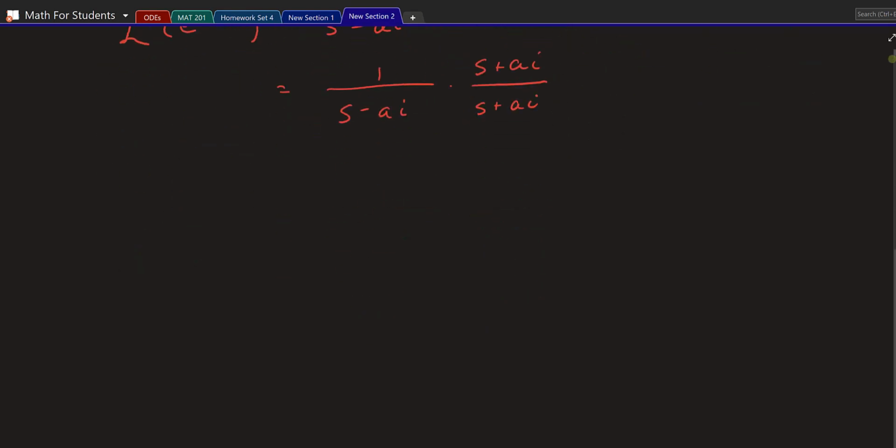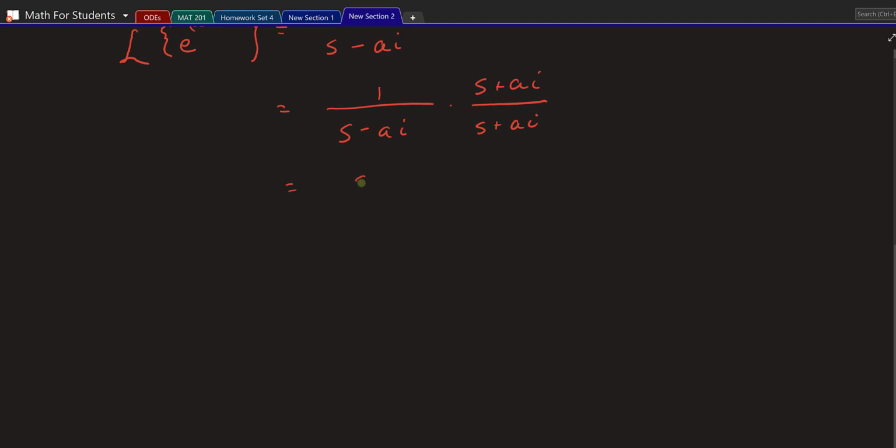When we do so, we get s plus ai all over s squared plus a squared. Remember, when you multiply a complex number by its conjugate, you simply get the real component squared plus the imaginary component squared. So that's how we do that multiplication. We can now split this up into two fractions. We can write this as s over s squared plus a squared plus ai, and I'm going to put the i out in front, a over s squared plus a squared.